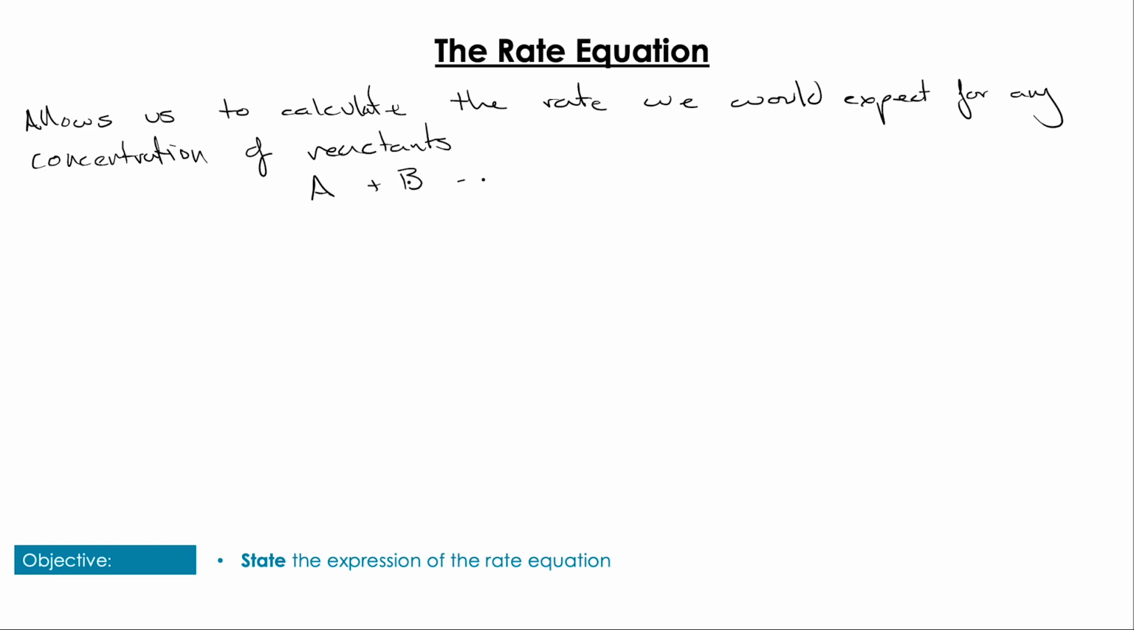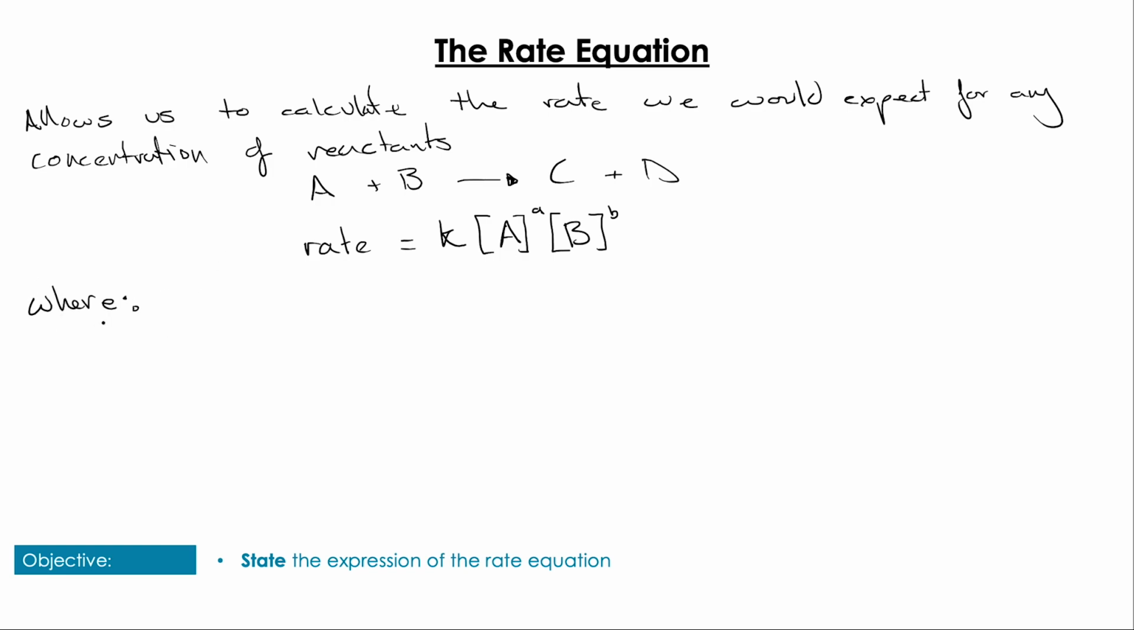So for a reaction like A plus B goes to C plus D, the rate equation would read like rate is equal to k times the concentration of A taken to the power of the order of A times the concentration of B taken to the power of the order of B.